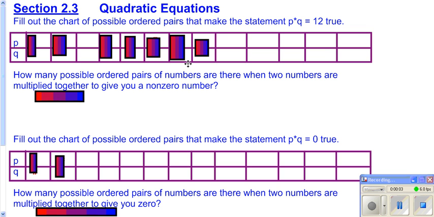Okay, let's go ahead and take a look at this. We're going to look at solving quadratic equations. Let's first of all go ahead and look at if we are multiplying two numbers together to get 12, what are some of our different options?